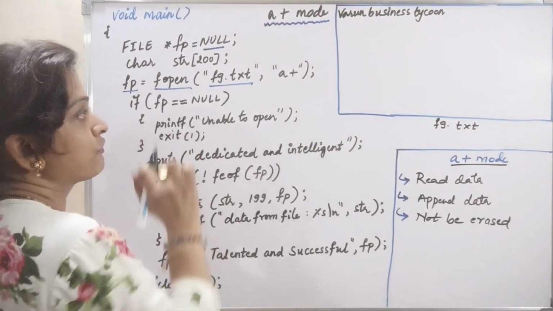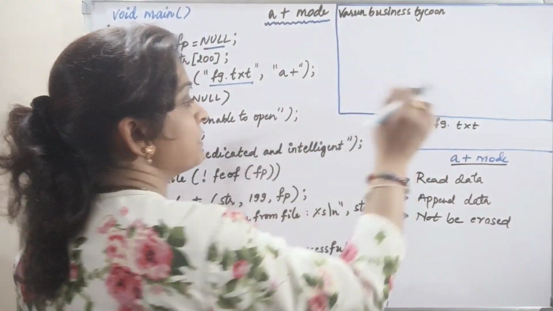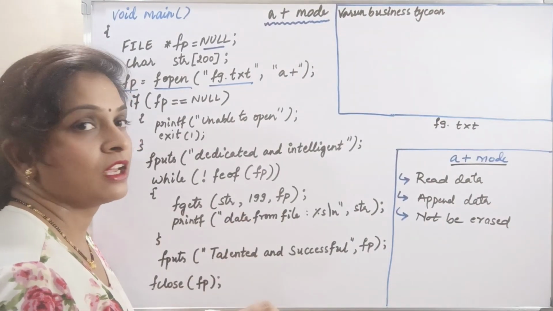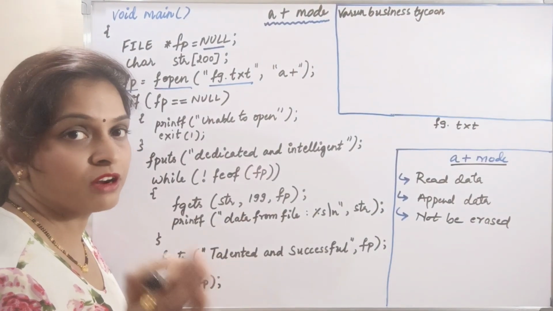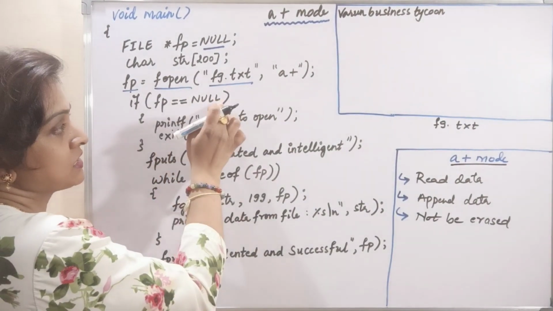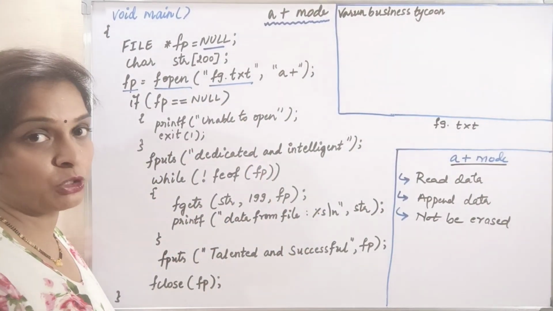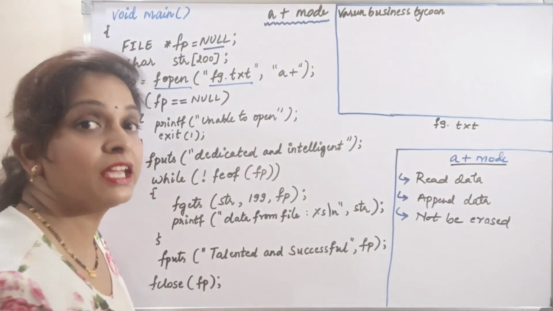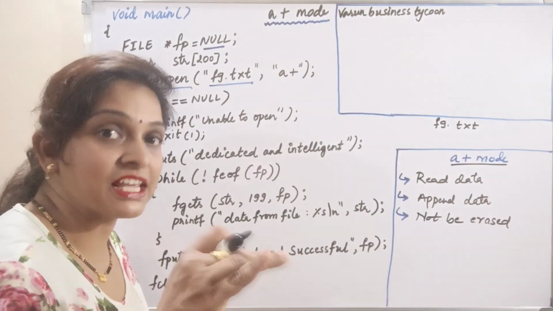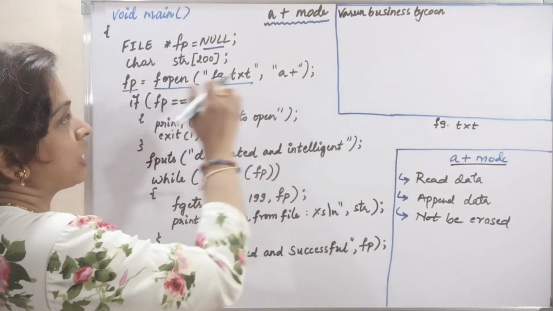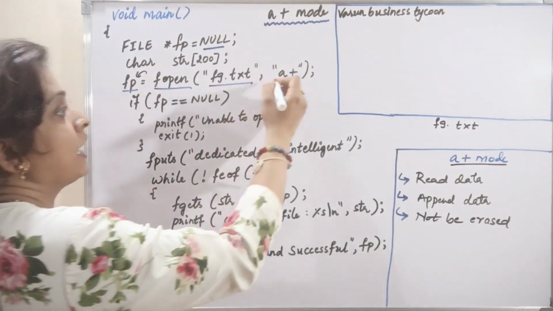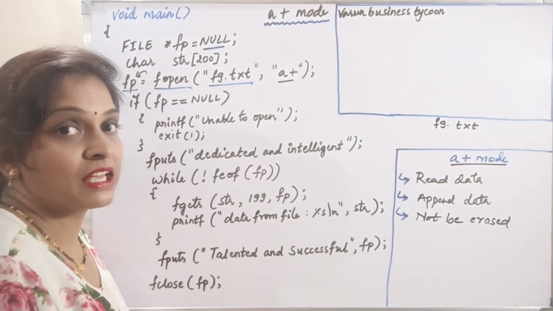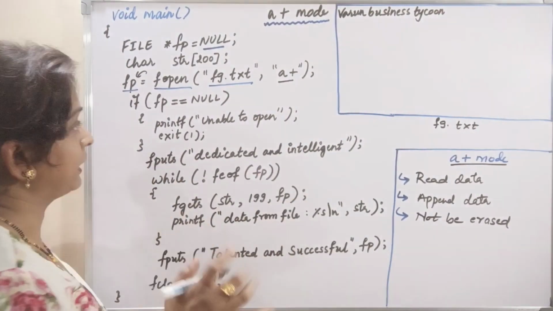So now I have f9.txt. Let me say if f9.txt is an existing file. If it is not existing, then it will have null. Then I should check if it is equal to null, then I should get a message unable to open. If not, if the file exists, let us assume that the file is existing. Then the address of that will be held in FP, and I am trying to open that in A plus mode. That is, you can read as well as write from the end of the file.